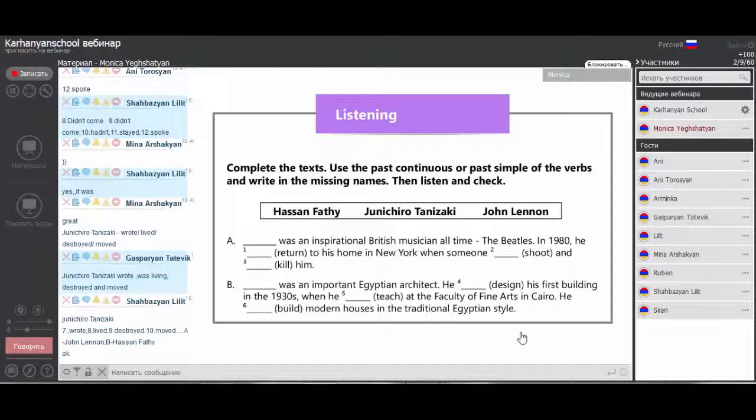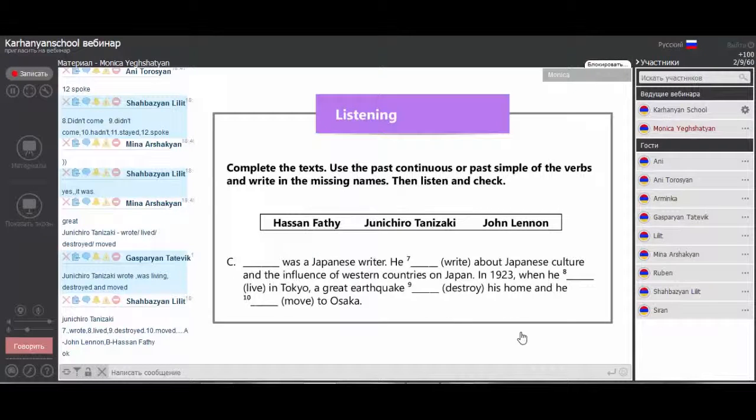C. Junichiro Tanizaki was a Japanese writer. He wrote about Japanese culture and the influence of Western countries on Japan. In 1923, when he was living in Tokyo, a great earthquake destroyed his home and he moved to Osaka.